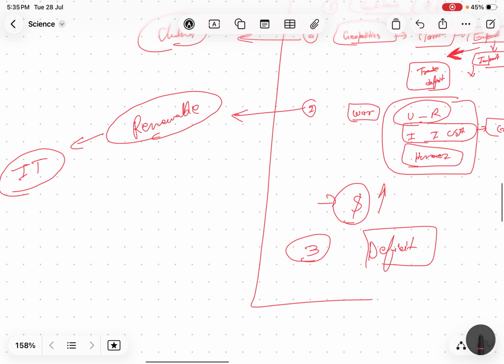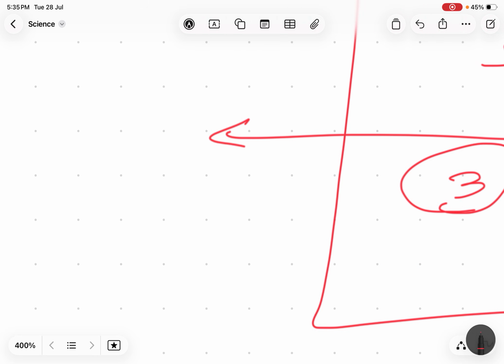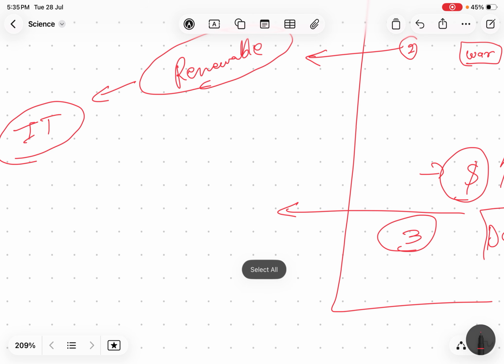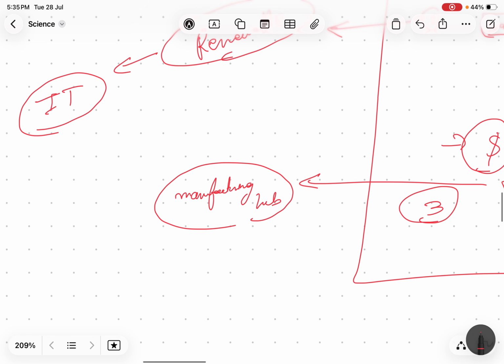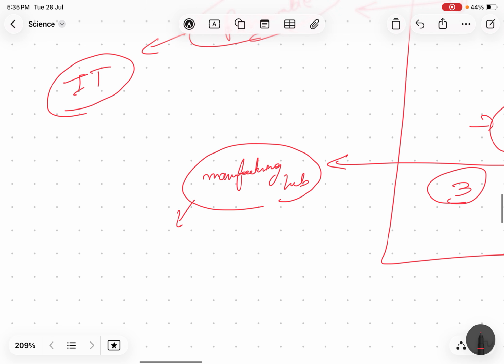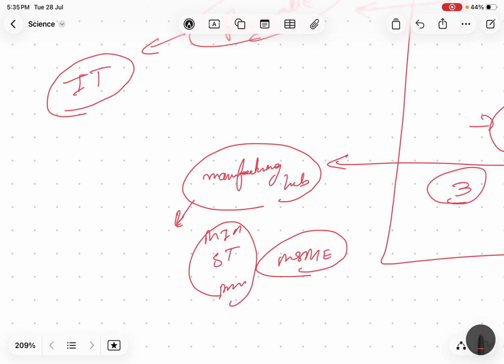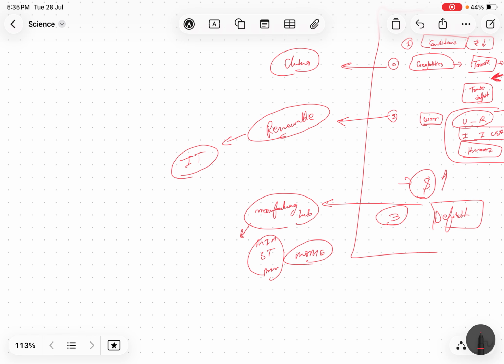Then we talk about the deficit. The solution to the deficit is simple: make the country a manufacturing hub, as China has done. They made their country a manufacturing hub and export as large an amount as they can to the world. The same India must do, like Made in India, Startup India, PM Mudra Yojana, MSMEs. Through all these schemes we are trying to make our export share much larger in the world market.